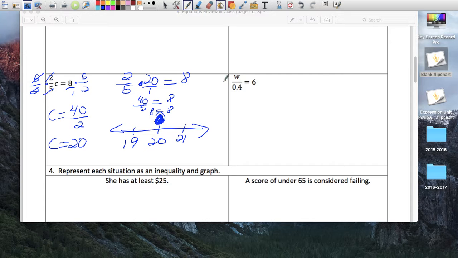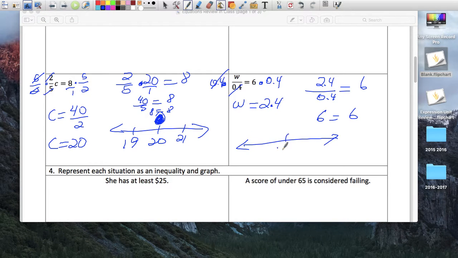This is a division equation. I can do the opposite of division, which is multiplication. I'm going to multiply both sides by not 6, but by 0.4 and 0.4. These two 0.4 become 1, leaving me with 1w, or just w. 6 times 0.4 is 2.4. That's easy enough. Check: 2.4 divided by 0.4 equals 6. 2.4 divided by 0.4 is 6, which also gives you 6 on the other side.